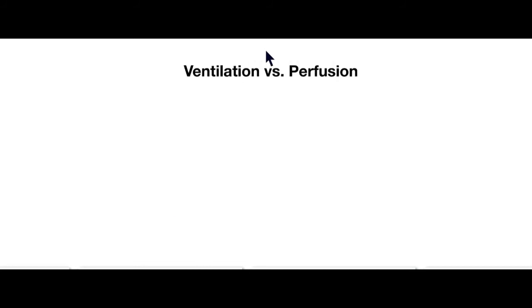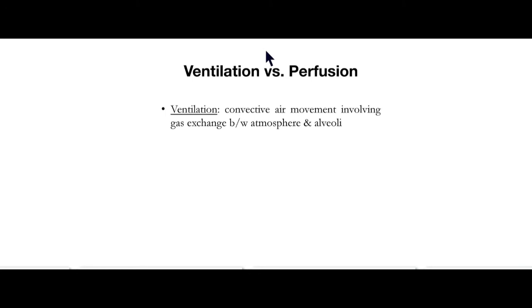Okay, so now we're at the crux of everything else that we're going to talk about. Ventilation versus perfusion. Ventilation specifically is the convective air movement, which refers to the air that is actually moving through your conducting airways. There's no gas exchange there. Plus the gas exchange that is happening between the atmosphere and the alveoli. Okay, so you are getting gas exchange occurring across that alveolar wall. Okay, that ventilation is the movement of air into your lungs and then out of your lungs.